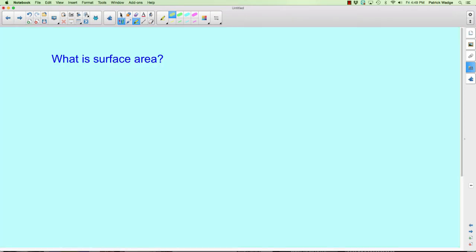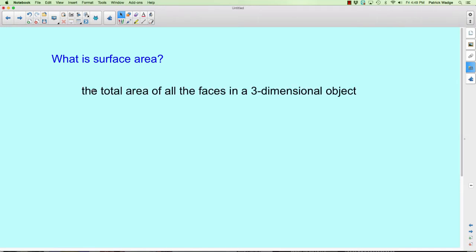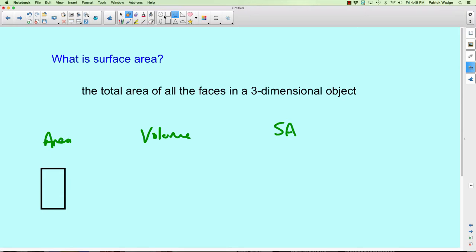So what is surface area? Surface area is the total area of all the faces in a three-dimensional object. So maybe I should go back and review area, volume, and now we're doing surface area. So area was when you have a two-dimensional shape, right? You have a rectangle, 2 dimensions. And area is the amount of space that this shape covers.